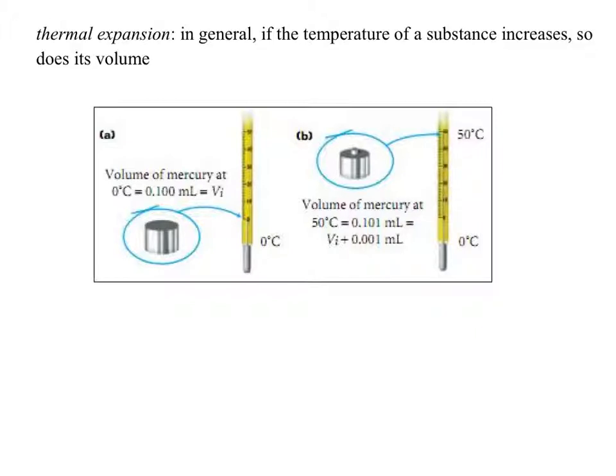So for water, when water freezes, it does the opposite. Instead of the volume getting smaller, the volume gets larger. And that's again because of a hydrogen bond. It's an exception to this general rule. The general rule can be seen here with a mercury thermometer.